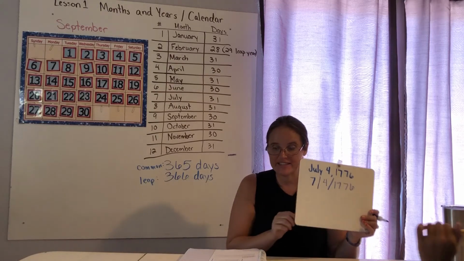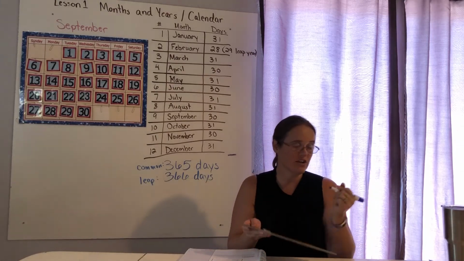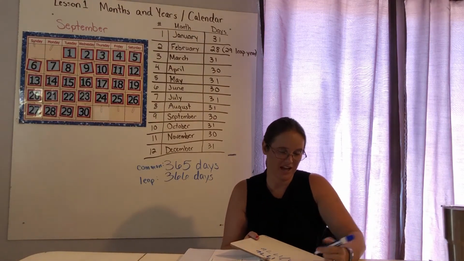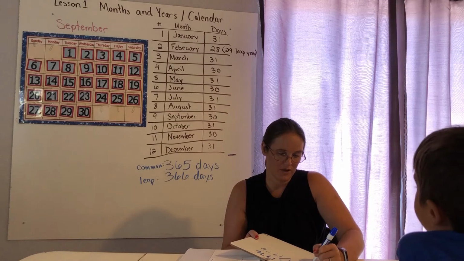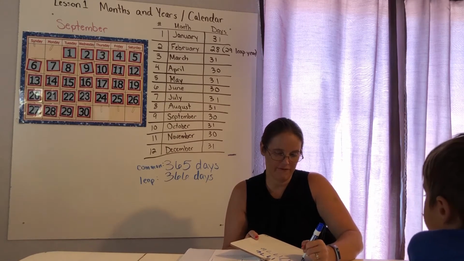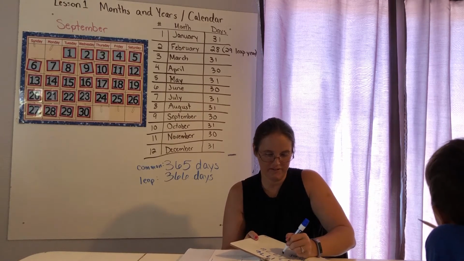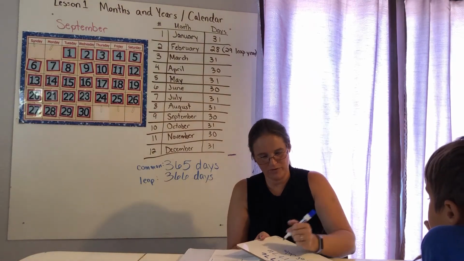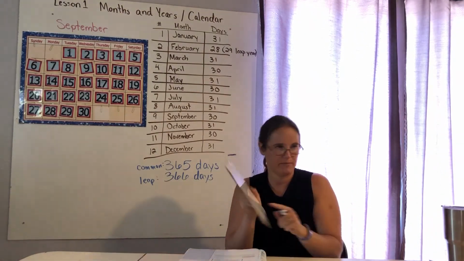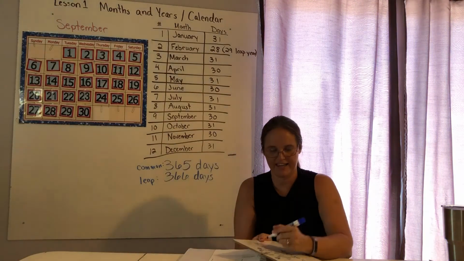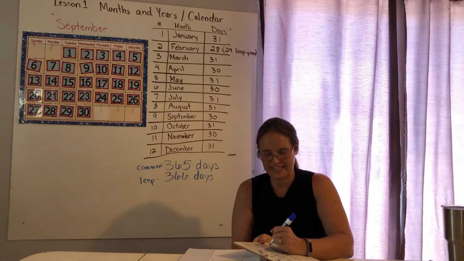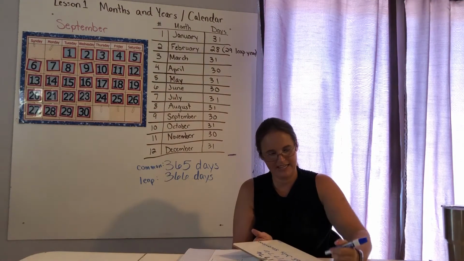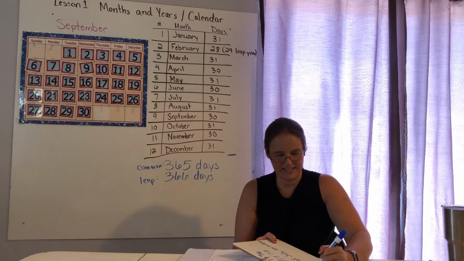There is a third way. We could also say, and we do this a lot for this particular day because it's a holiday, we call it the 4th of July. And then we would write out, put a little comma there, 4th of July, 1776.